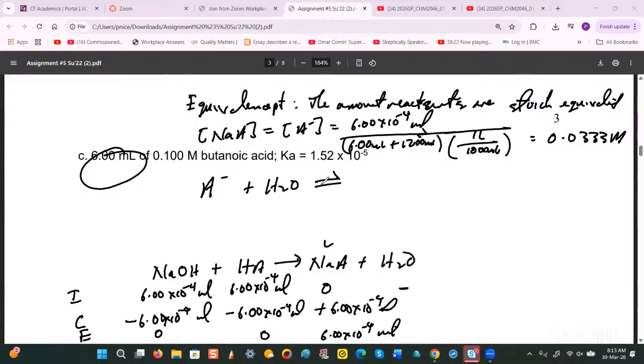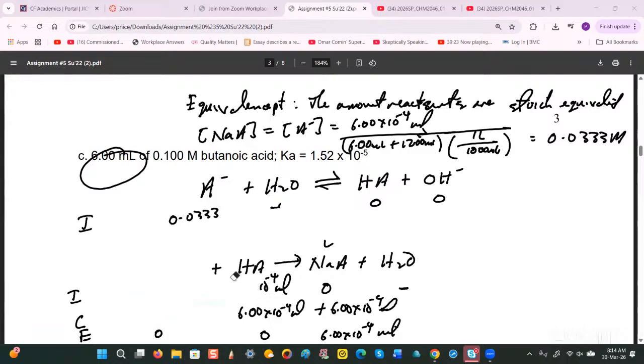All right. Now the A minus itself will act as a base with water, right? So you're going to have this hydrolysis reaction taking place. So initially at this stage, the molarity of the A minus would be 0.0333. Don't need to worry about the water. The HA and the OH minus will be 0 initially. And again, I'm going to need some more space, so let me erase down here.